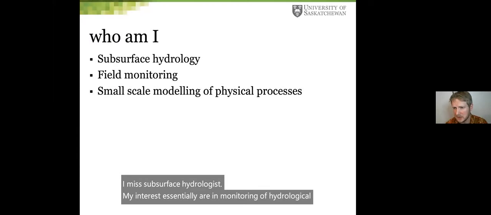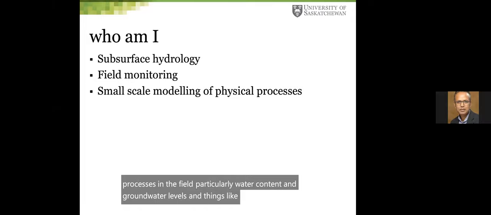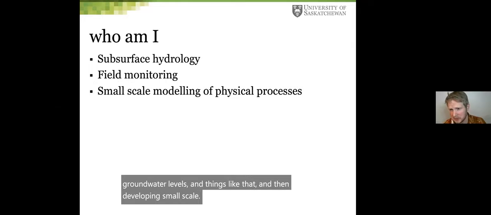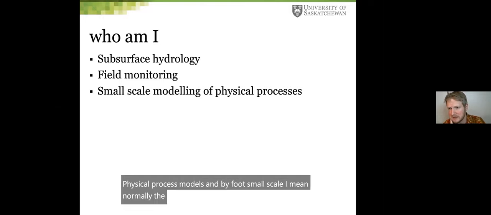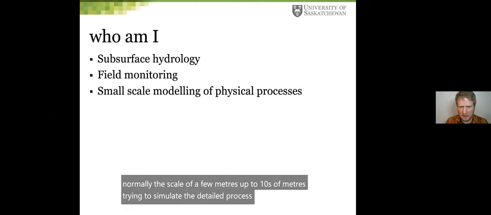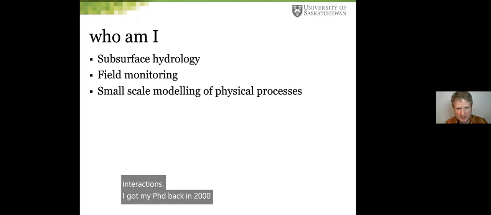Differences in the field, particularly water content and groundwater levels and things like that. And then developing small scale physical process models. And by small scale, I mean normally the scale of a few meters up to tens of meters, trying to simulate the detailed process responses. In particular, looking at soil moisture processes, shallow groundwater processes, wetland groundwater interactions. I got my PhD back in 2008 from Imperial College in London.